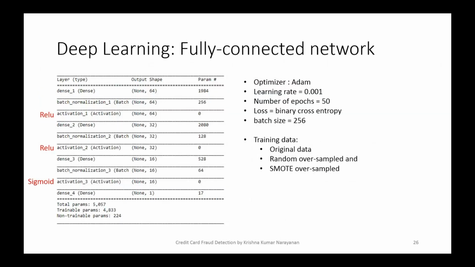Finally, with the deep learning approach, I used a fully connected network. I had 3 layers, the first with 64 nodes, the second with 32 nodes, and the third with 16, with a sigmoid activation to then predict one value, which is the class. I used the Adam optimizer with a learning rate of 0.001, 50 epochs, binary cross entropy loss, a batch size of 256, and used the oversampled and the original dataset.